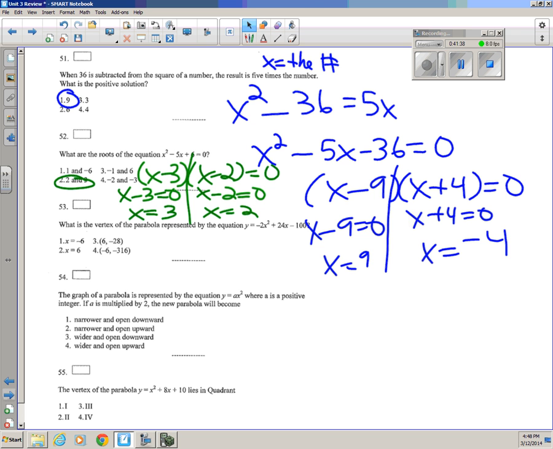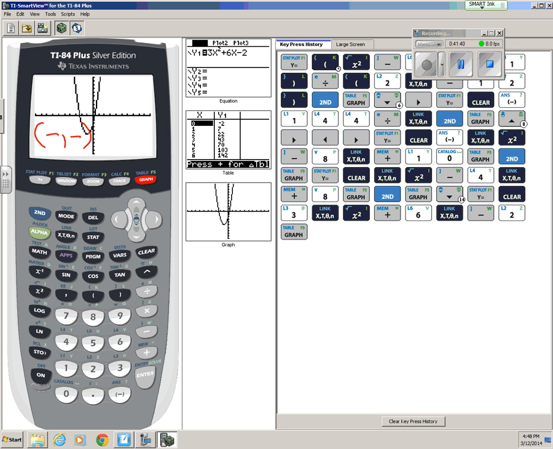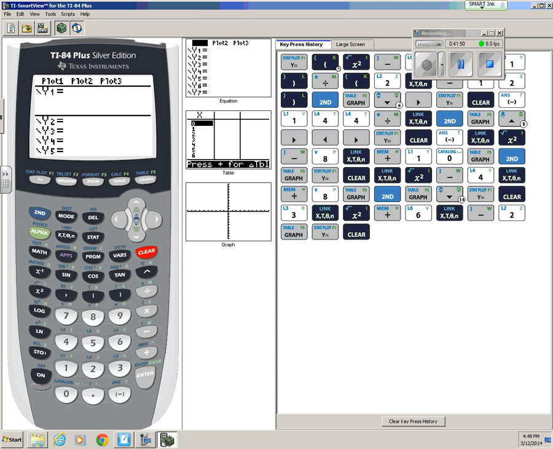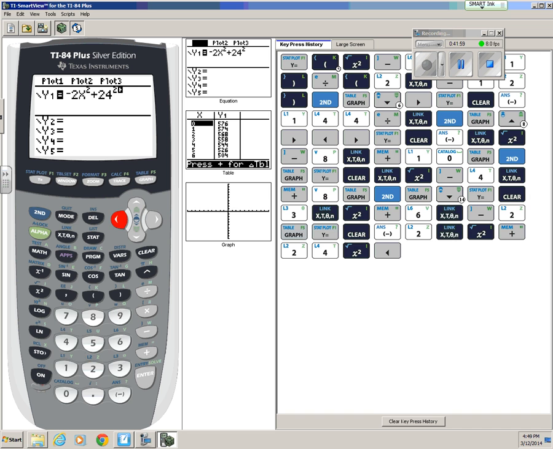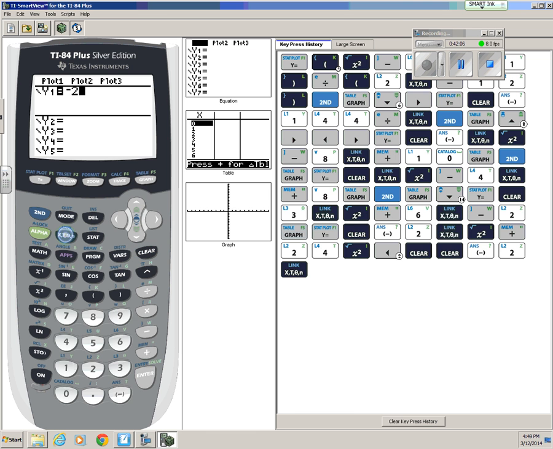What's the vertex of the parabola? Looks like we're going to have to graph this thing. Go to the graphing calculator. Let's erase any work. Now it's a rush to get this under 45 minutes. I think we can. Let's try this. Clear it out. Negative 2x squared plus 24x. Oh, shoot, don't do that. Let me just clear the whole thing. Negative 2x squared plus 24x. Got it.